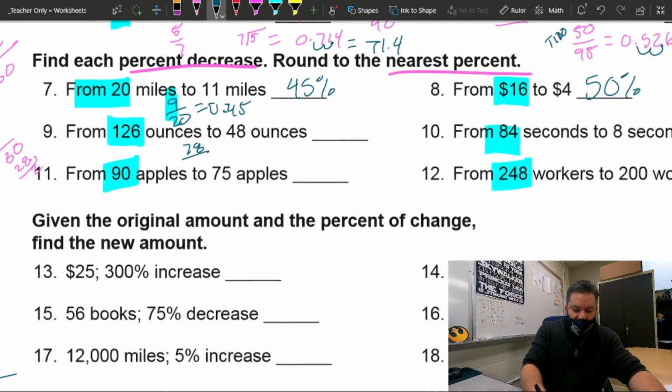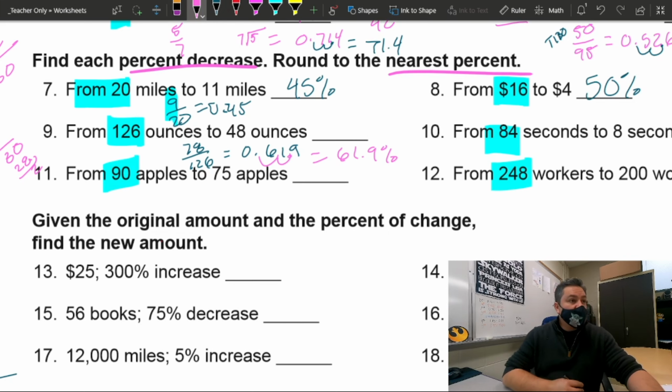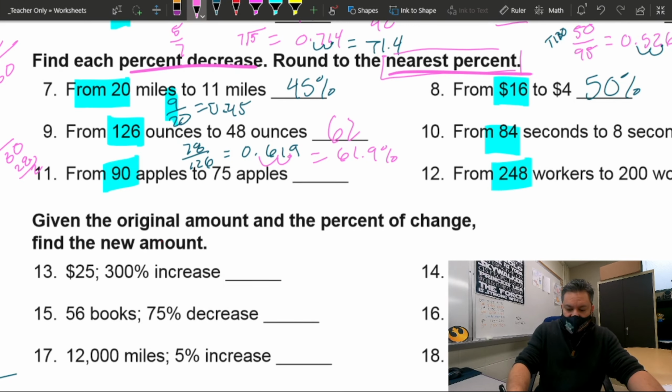Number 9, 126 minus 48 gives you 78. Then 78 divided by 126 gives you 0.619. At this point, move the decimal 1, 2, which gives you 61.9%. So is it going to be 61 or 62%? Because we're still rounding right here. 62% decrease. Very good.